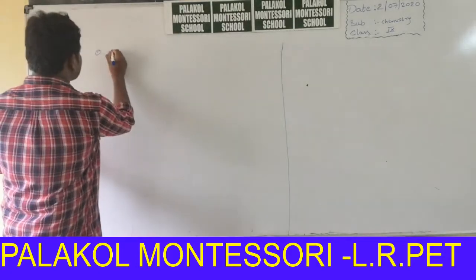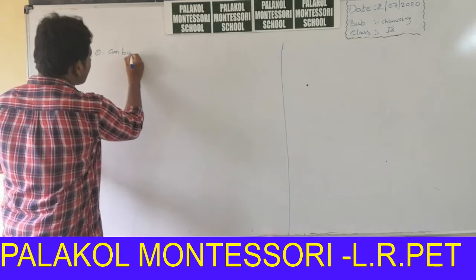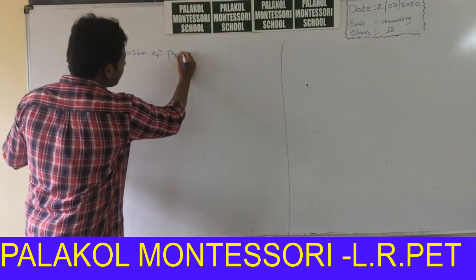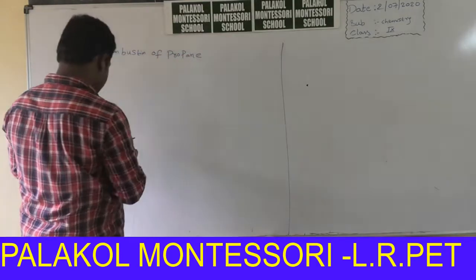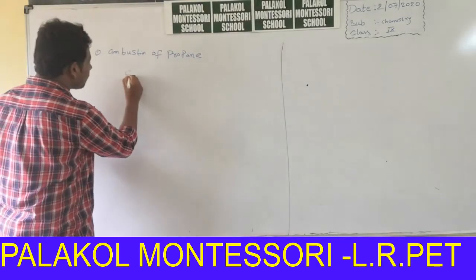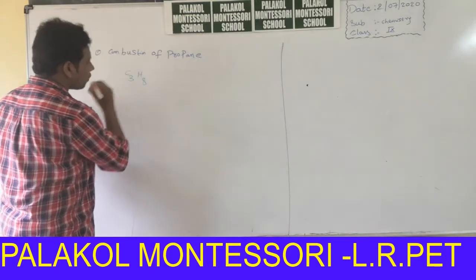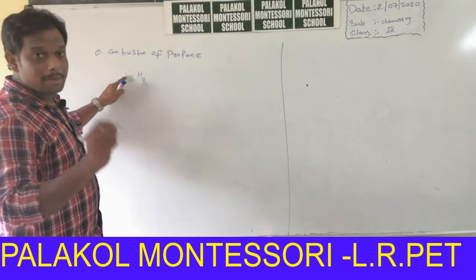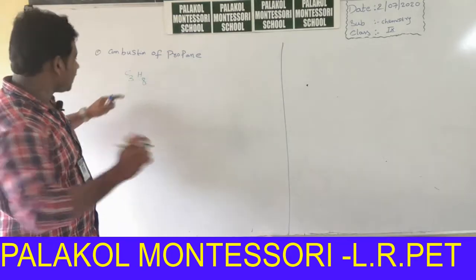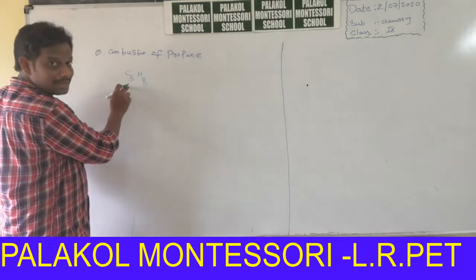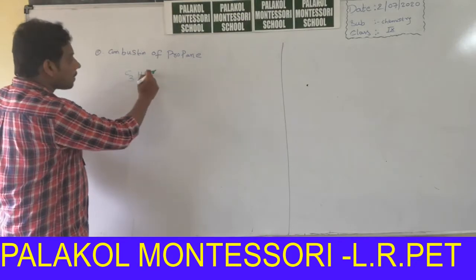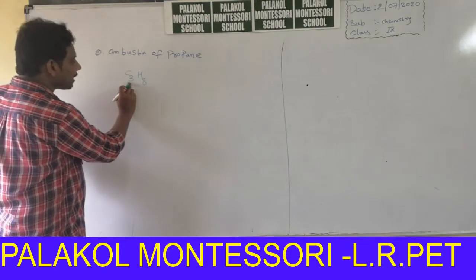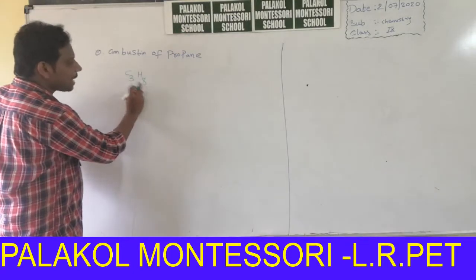First, the combustion of propane. Propane means C3H8. Its chemical formula is C3H8. It means the number of carbon atoms in one molecule of propane is 3, because the subscript is 3. The number of hydrogen atoms is 8.